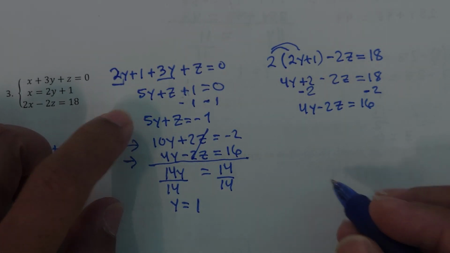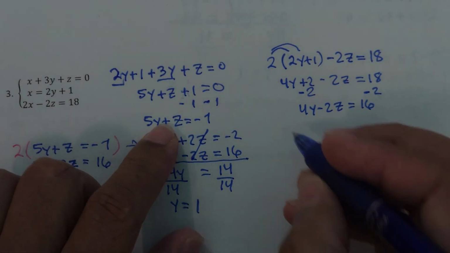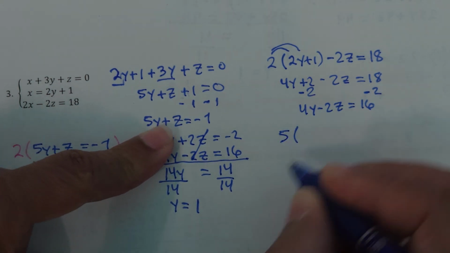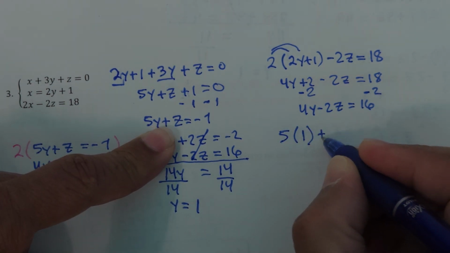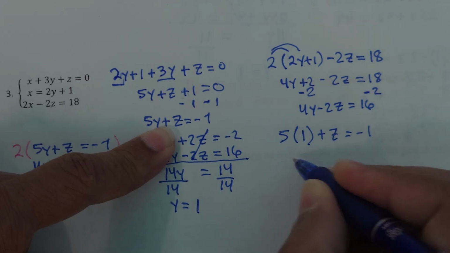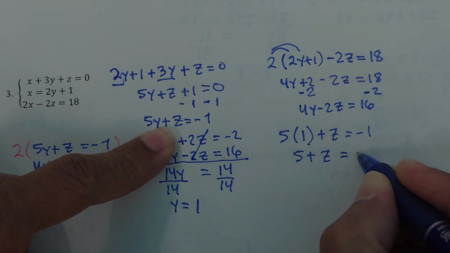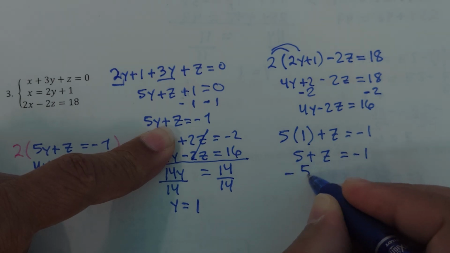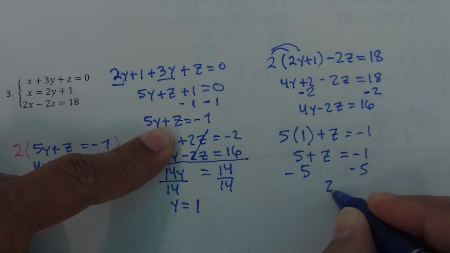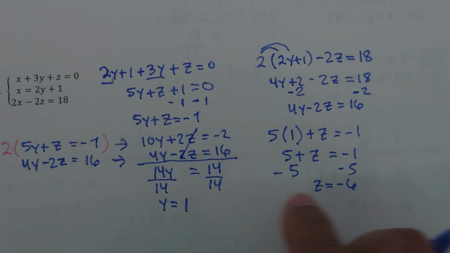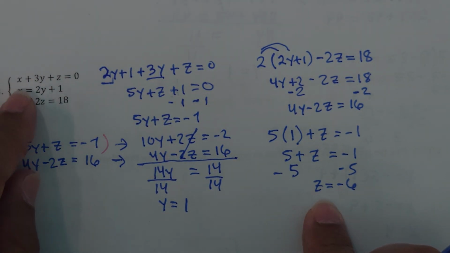So then we can go to this equation to find the z coordinate. So this is 5 times y. We just found that y is equal to 1. So 5 times 1 plus z equals negative 1. So 5 times 1 is 5. So 5 plus z equals negative 1. Then subtract the 5 from both sides of the equation. So then we find that z is equal to negative 6. So we have y and z. Now let's find the x coordinate.